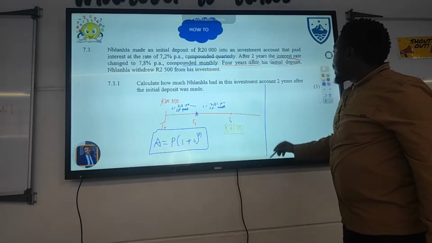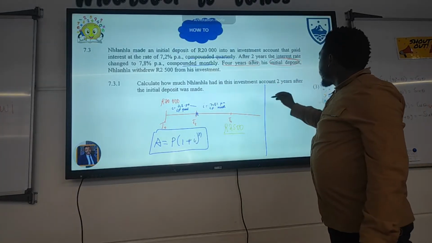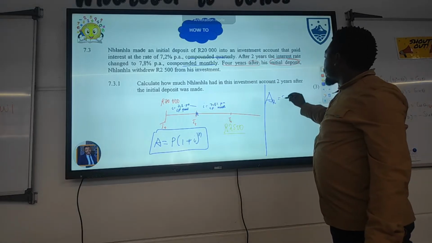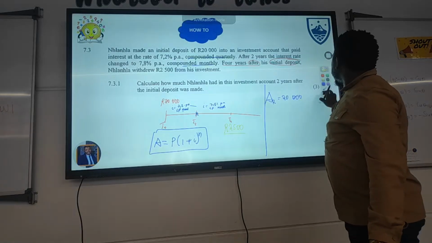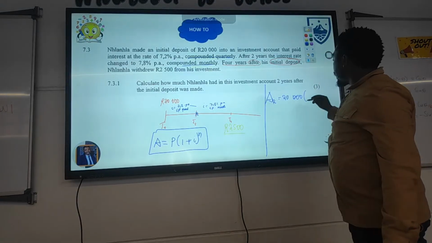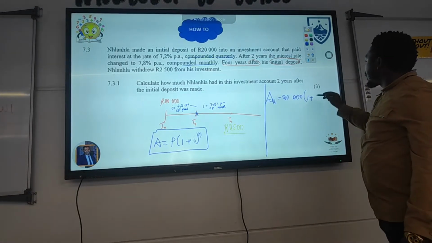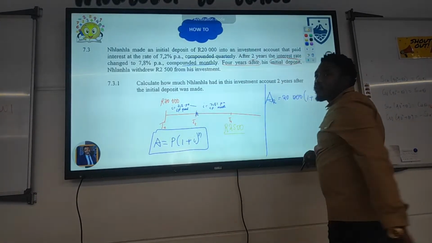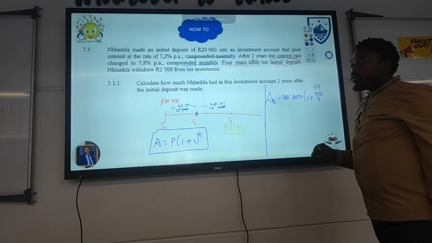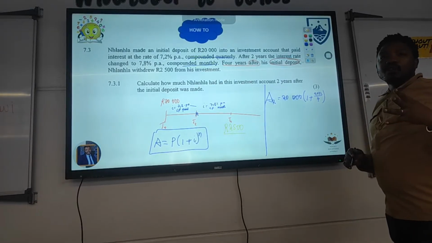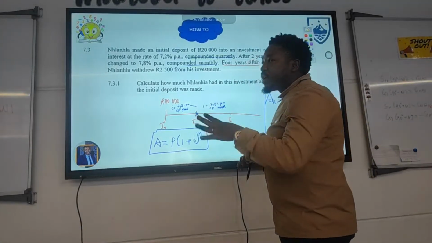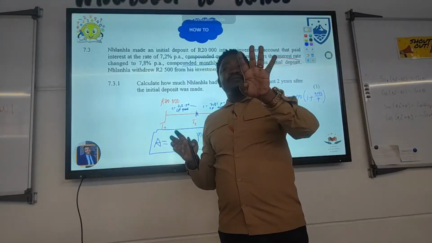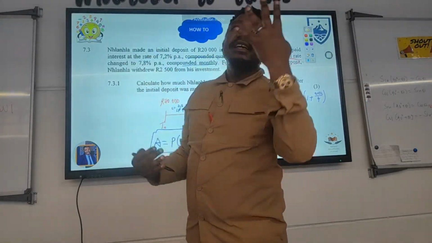Let's substitute and say that after 2 years, your accumulated amount will simply be P, our principal amount, which was 20,000. And then 1 plus our interest rate, which is 0.072, and because it was compounded quarterly, we will divide the interest by 4. In a year, how many quarters do we have? We have 4 quarters in a year. So this interest rate is per annum, but it's compounded quarterly, so it must be divided by 4. It will compound each and every quarter.